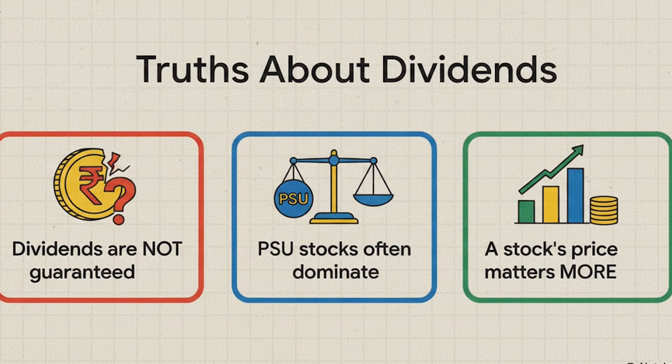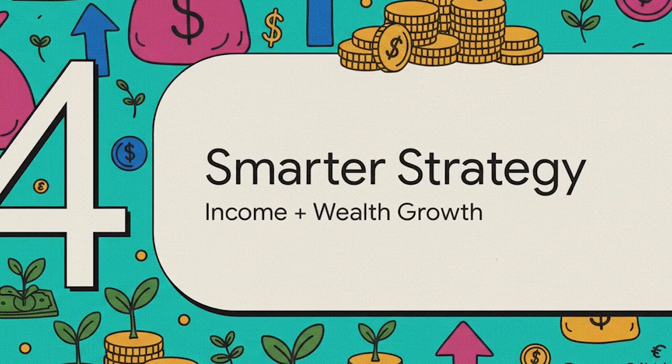And third, and honestly, this is the most important point, the stock's price matters more. A high dividend is great, but if the stock price tanks, you can still lose money. Real wealth is built from both income and growth. And that brings us to a more sophisticated way of thinking about all this. Instead of just chasing income, let's look at a smarter, more balanced strategy. One that's designed not just for dividends, but for building real, long-term wealth.